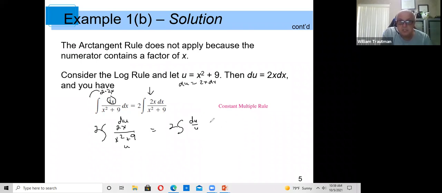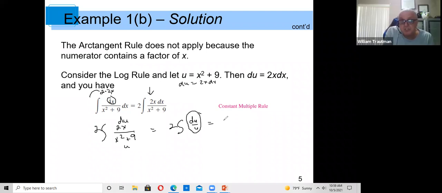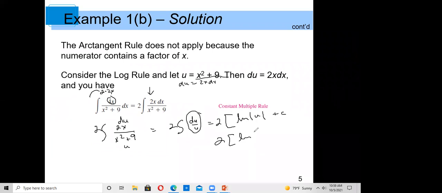And anybody off the top of their head know the integration of 1 over u? Yes, there is a 2 in front. There is a 2 in front, but it's just ln u, and then plus c. So you end up with 2 ln, and whatever u was, absolute value of x squared plus 9.